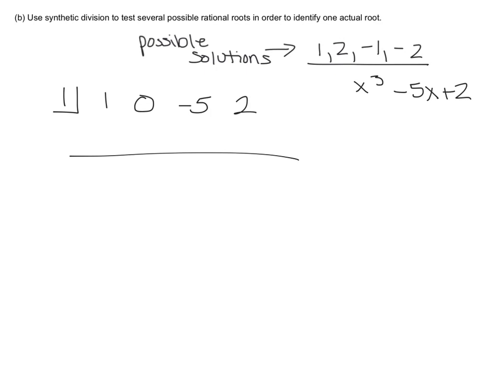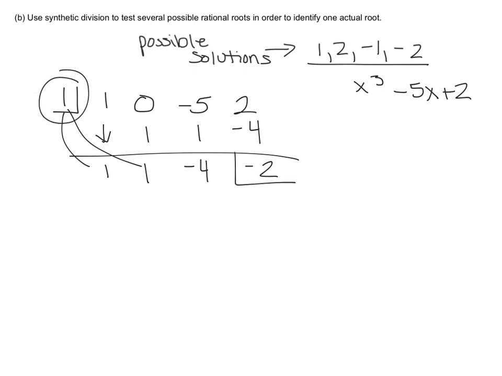Now I'll just do my synthetic division. Bring down the 1, and then 1 times 1 is 1. Add 0 plus 1 is 1. Multiply again. 1 times 1 is 1. Negative 5 plus 1 is negative 4. 1 times negative 4 is a negative 4, and negative 4 plus 2 is a negative 2. In order for this to be a root, the remainder must be 0. The remainder is not 0, so I know that 1 is not an answer. It's not a solution to my problem.